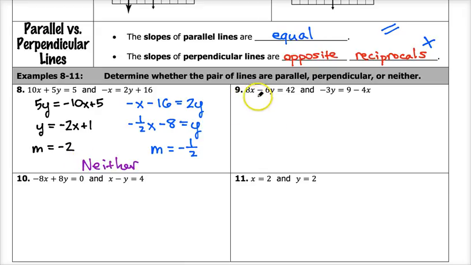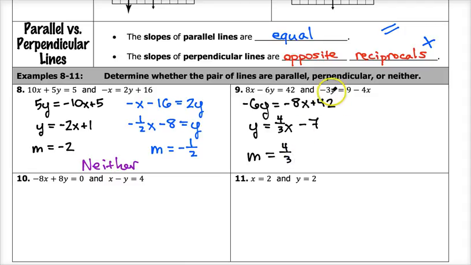Okay, number 9, 8x minus 6y equals 42 is my first equation. So I can subtract 8x from both sides. That would be negative 6y equals negative 8x plus 42. And then if I divide everything by negative 6, negative 8 divided by negative 6 gives me a slope of 4/3. So y equals 4/3 x, and then this would be a minus 7 here. So the slope of this first line, again, is 4/3.